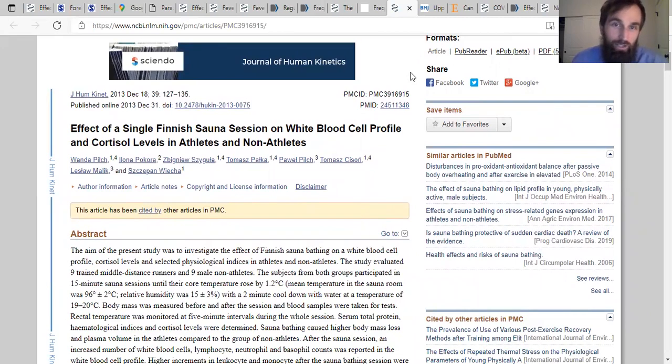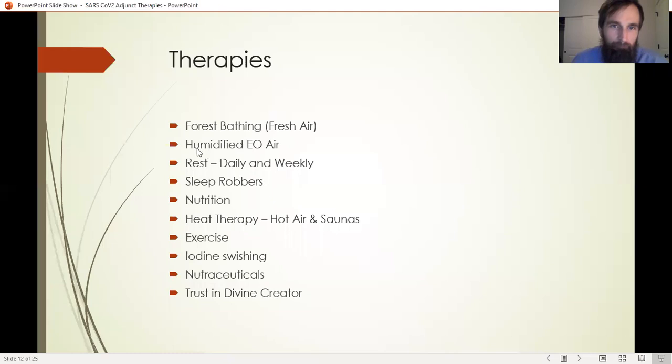And that brings us to our next topic, which is exercise. But even the non-athletes had some benefit from it, but those who were more physically fit had a greater benefit from that as far as their white blood cell count and so forth. So we're going to try to get through all of this. It's way too much to cram into this time frame.